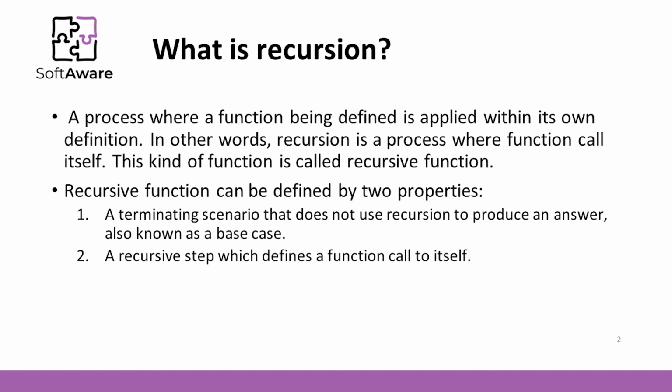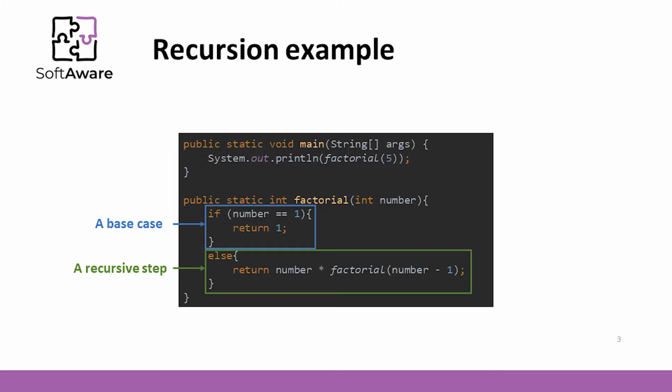A recursive function can be defined by two properties: a terminating scenario that does not use recursion to produce an answer, also known as a base case, and a recursive step which defines a function call to itself. Here we have an example of a recursive function which calculates a factorial for a given integer number. You can see that this function has a termination scenario, the so-called base case, where it returns 1 if the input parameter is equal to 1. Also, this function has a recursive step where the same function is called, but this time with a different parameter.